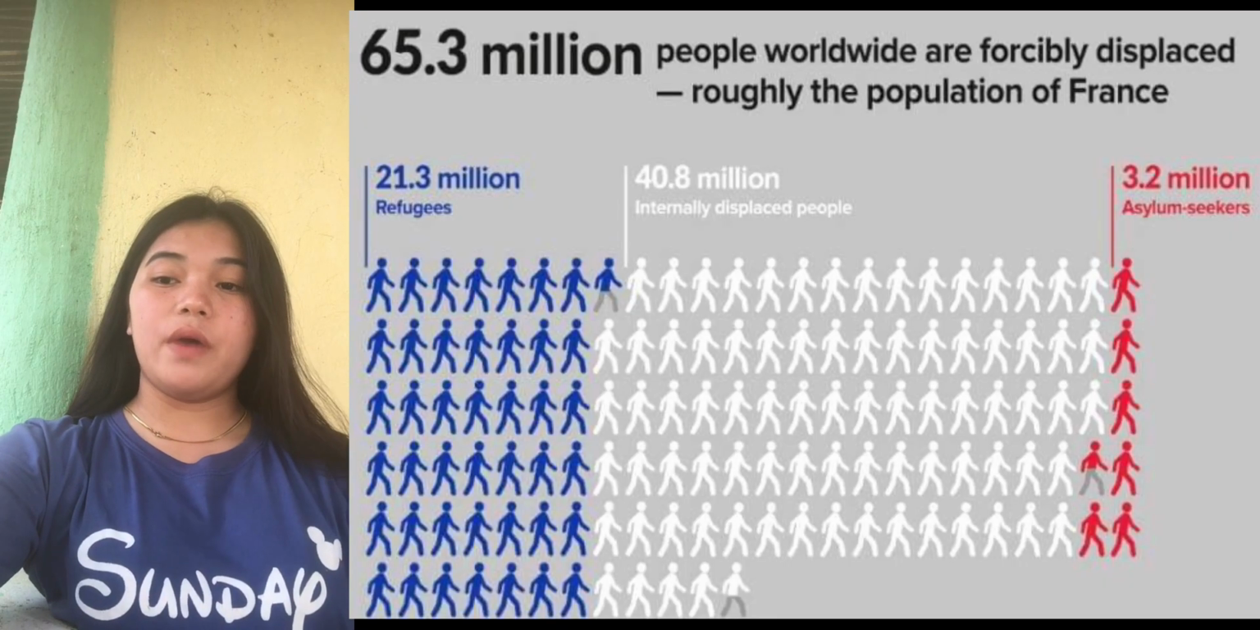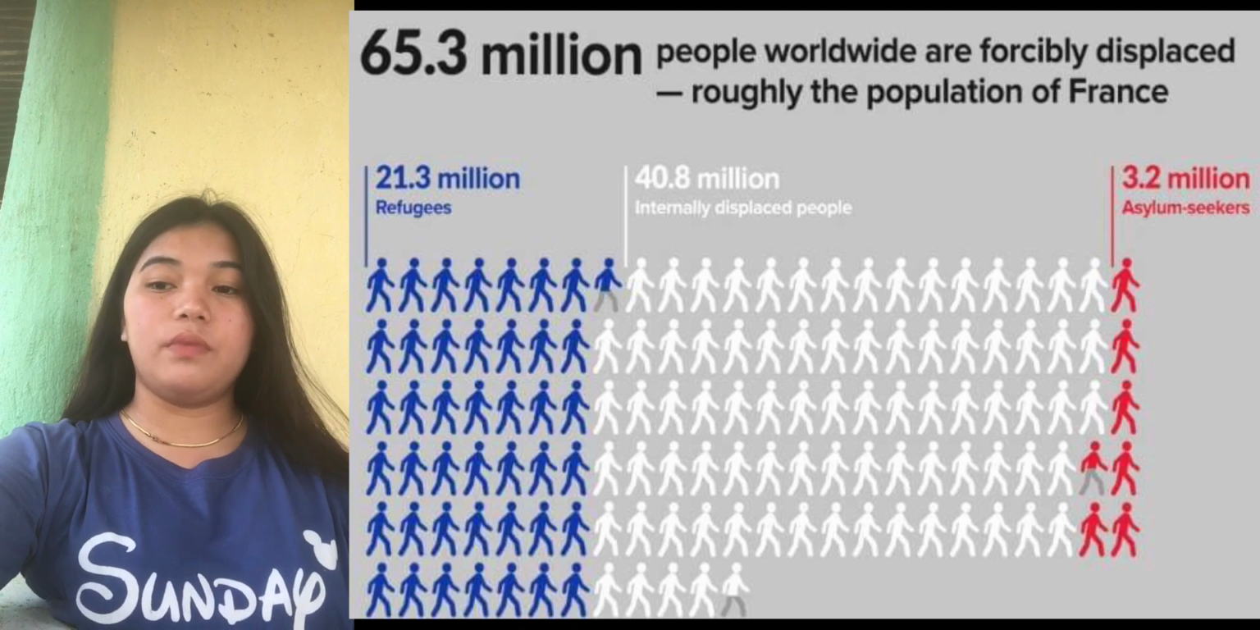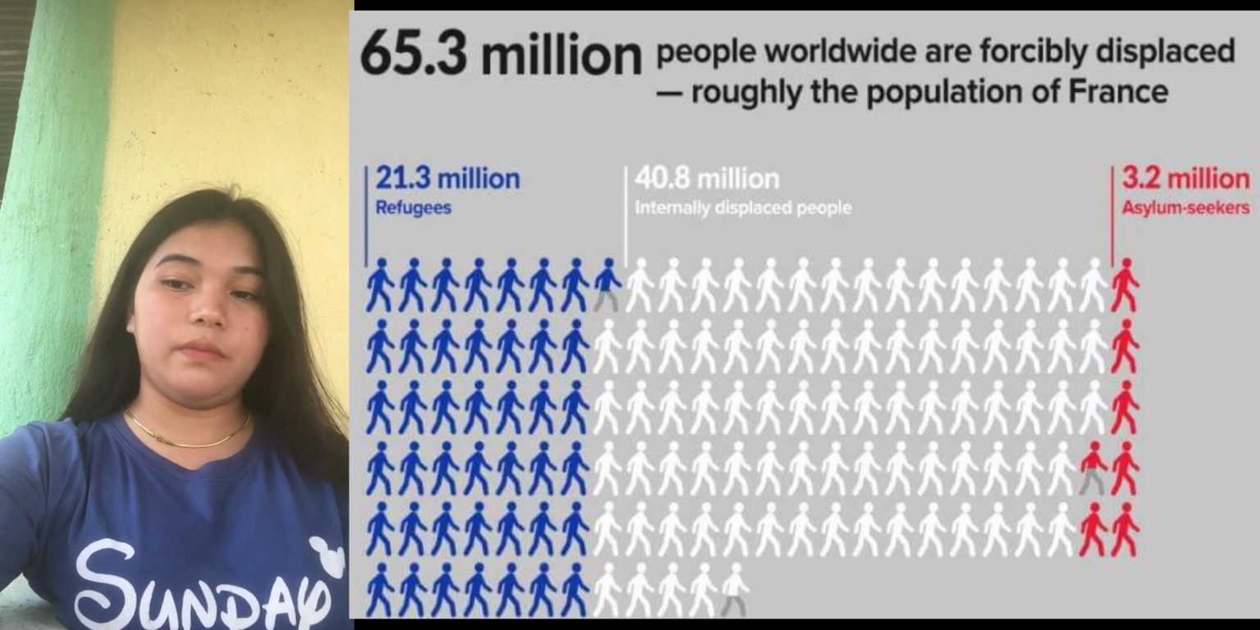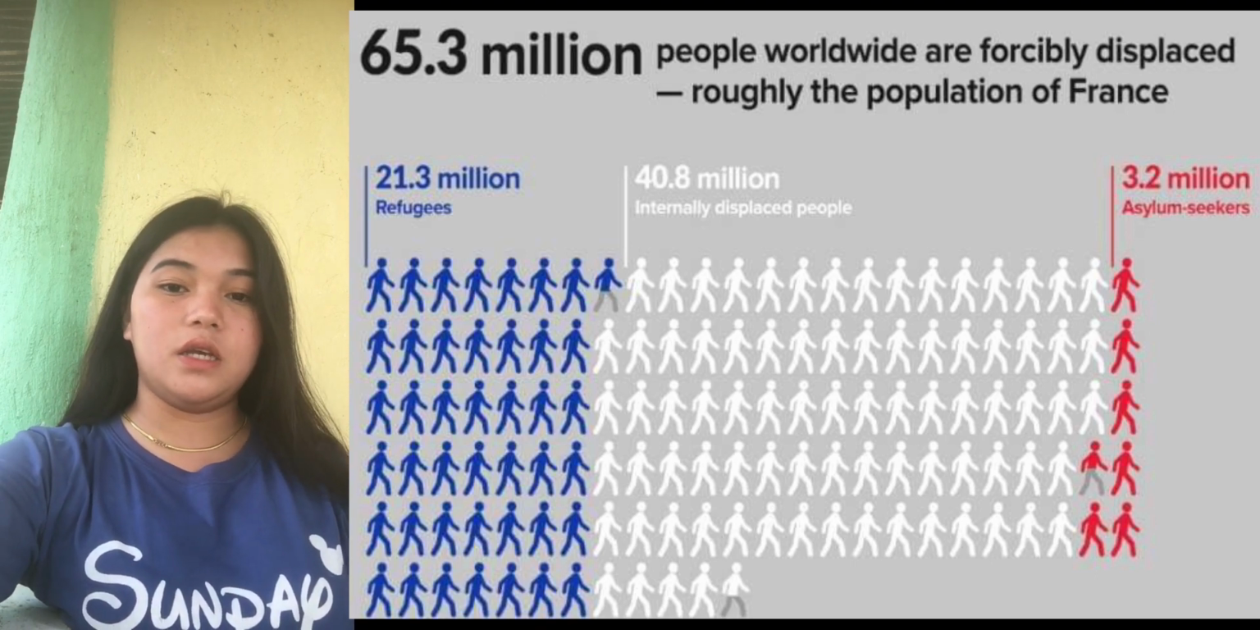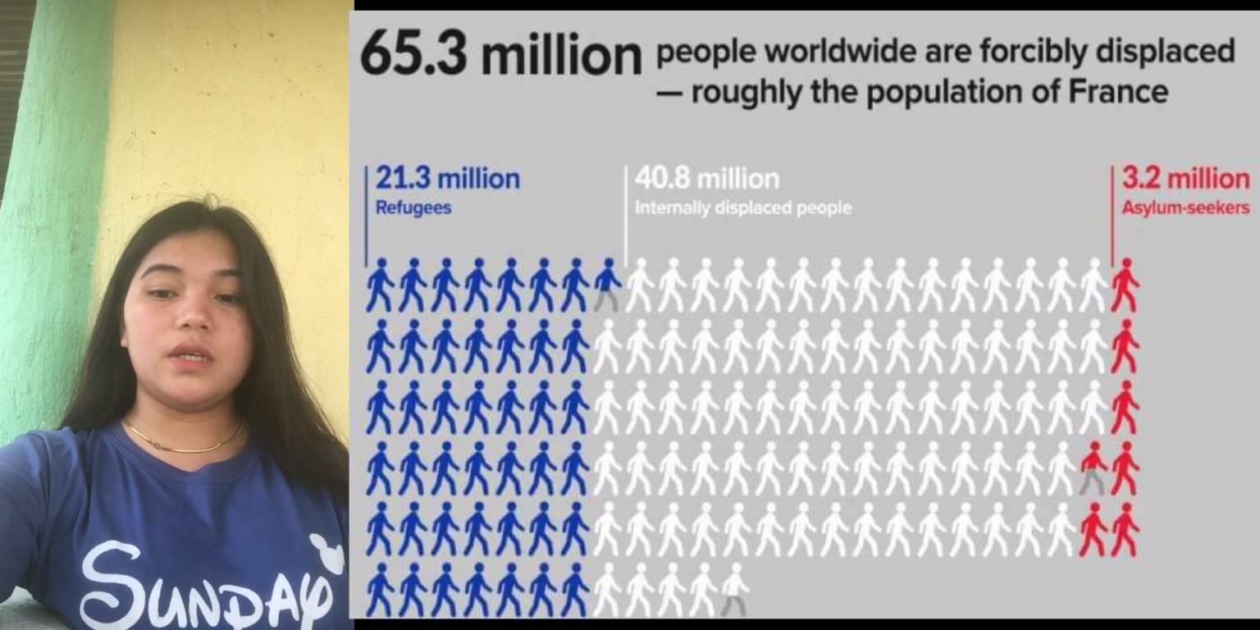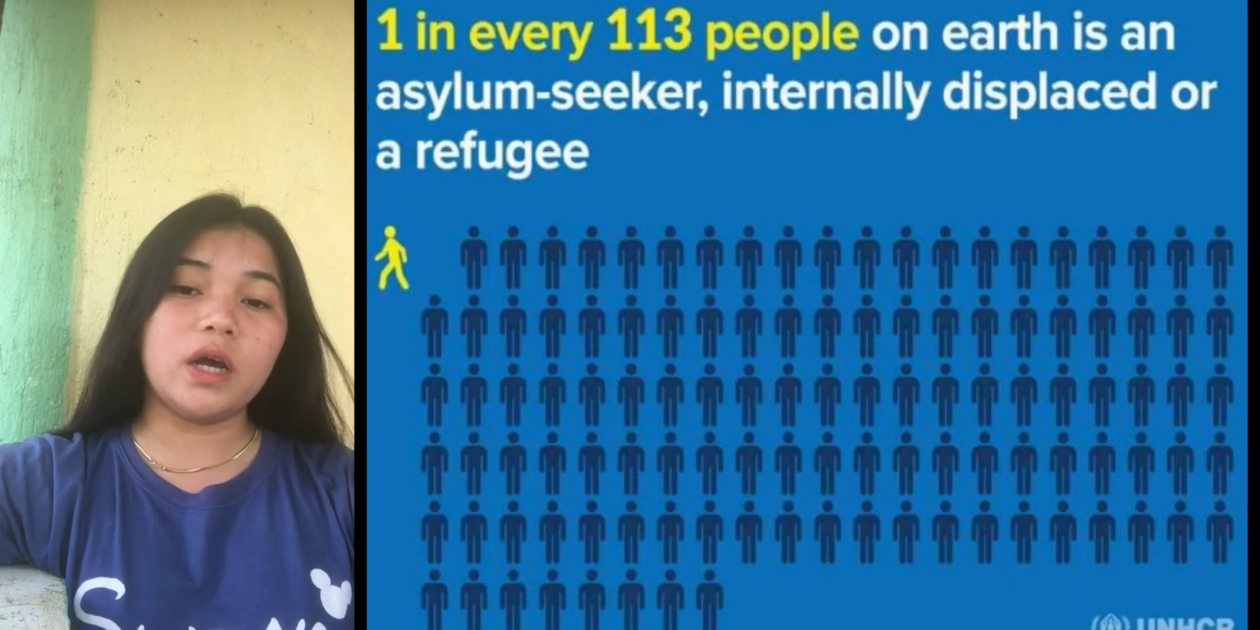This picture shows immigrants 101 in the US. 65.3 million people worldwide are forcibly displaced, roughly the population of France. 21.3 million are refugees, shown in blue. 40.8 million are internally displaced people, shown in white. And the red, 3.2 million, are asylum seekers. One in every 113 people on earth is an asylum seeker, internally displaced, or a refugee.